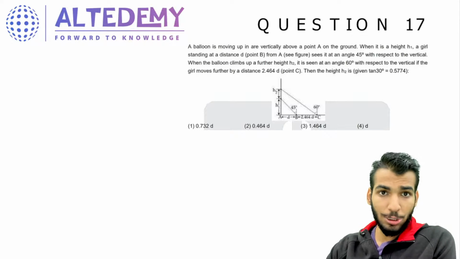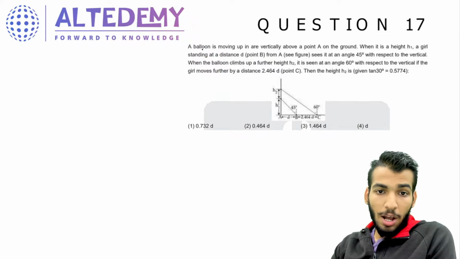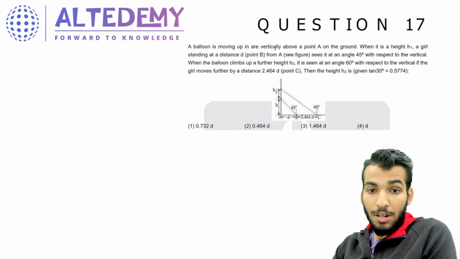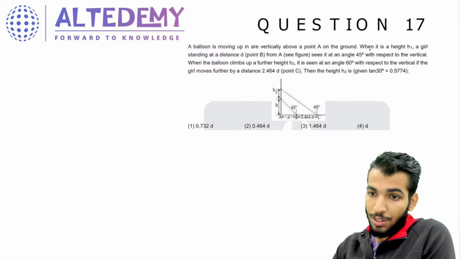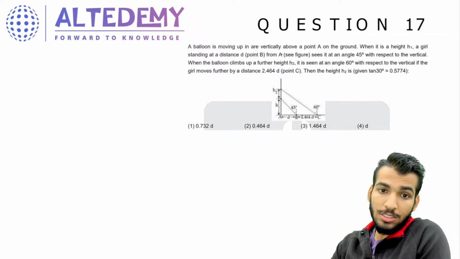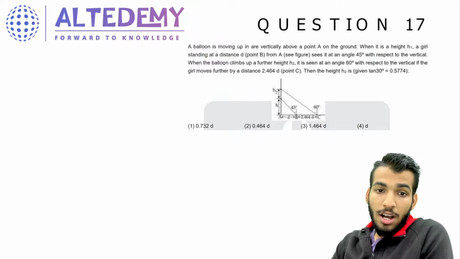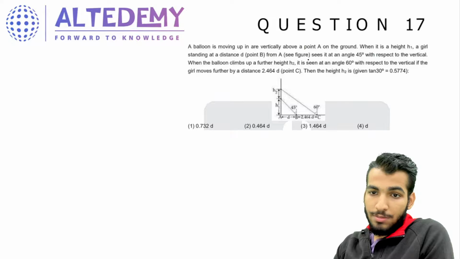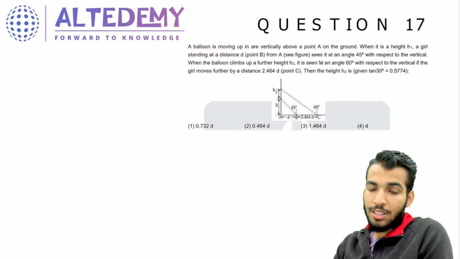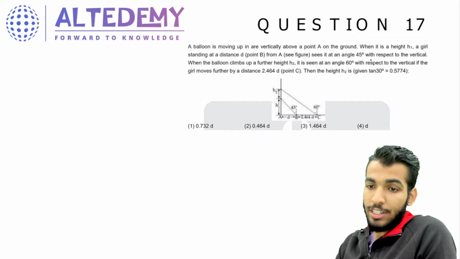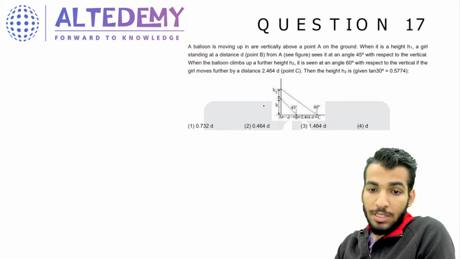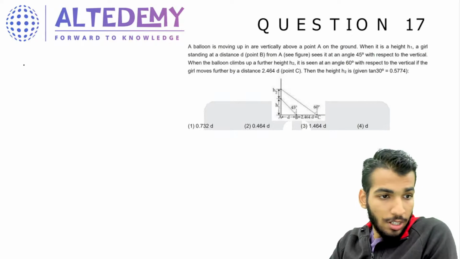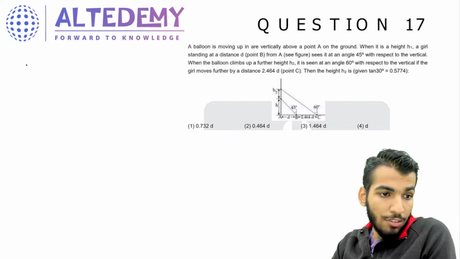Okay, so let's do this question without wasting any further time. A balloon is moving up vertically above a point A on the ground when it is at height h1. A girl standing at point B, at distance from A, sees it at an angle 45 degree with respect to vertical. So let's draw this figure in a more magnified sense so we get a clear idea of what is happening.